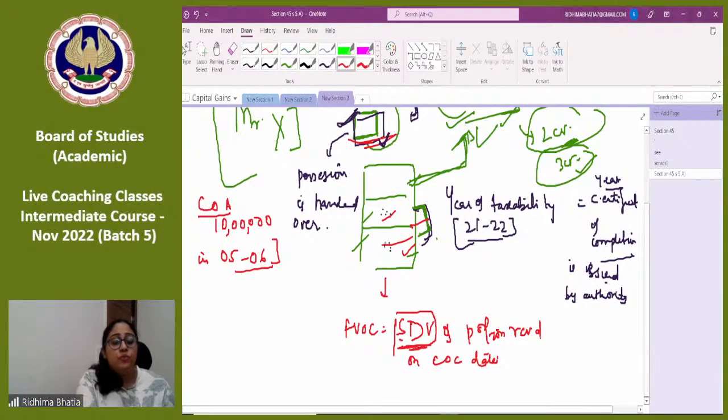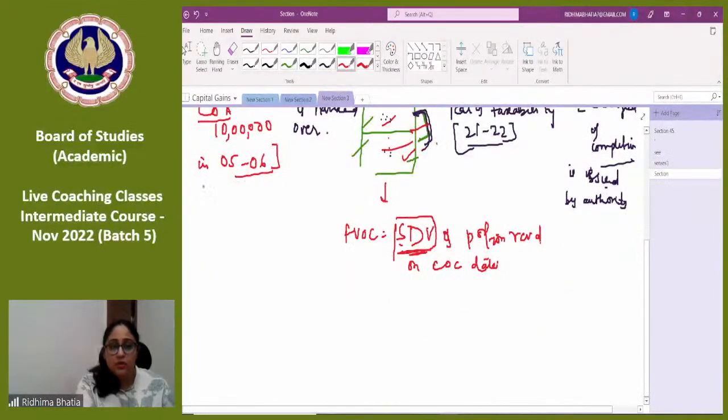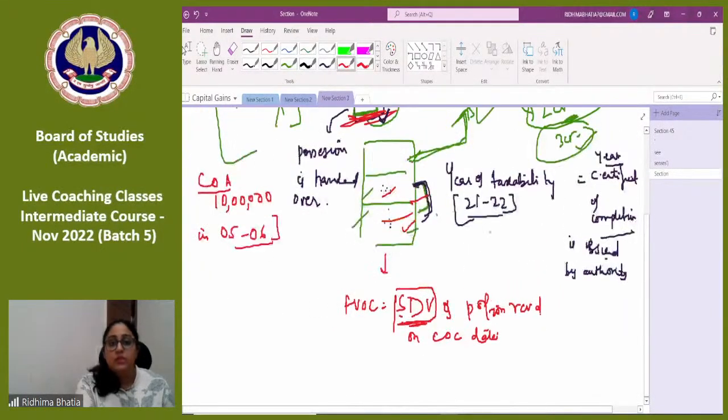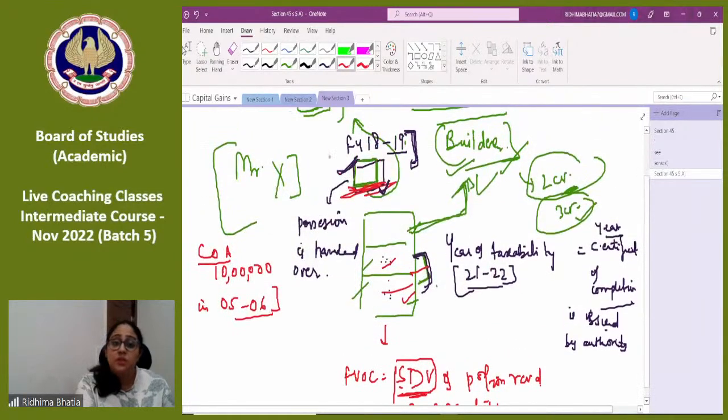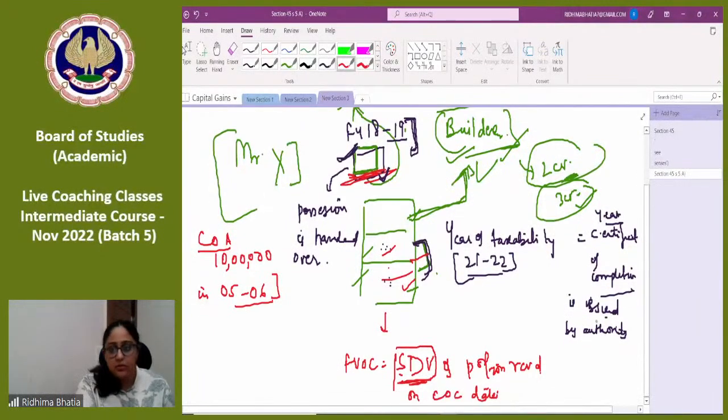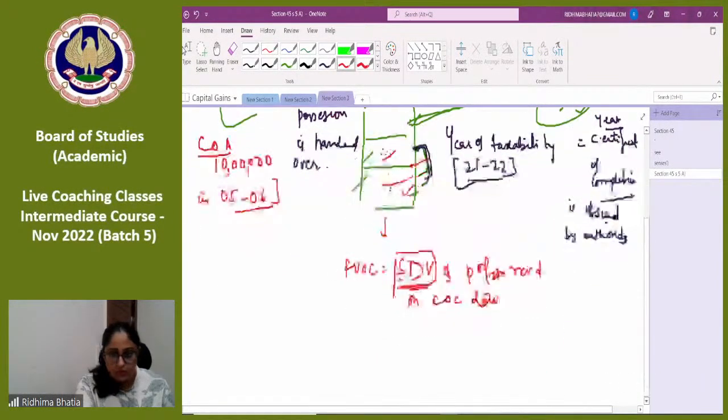Do not assume the asset in question as these 2, otherwise you will get confused. The asset in question is this. Year of taxability is 21-22, when the certificate of completion is issued. Year of transfer is when the land or the building was transferred to the builder. Any doubt? No.